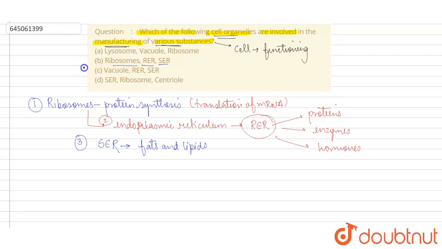manufacturing of various substances. Okay, when we talk about lysosome, it is basically a type of secretory vesicle which is formed. It is not associated with any kind of secretion, so this can't be the option. And vacuoles are for storage, so this can't be the correct option. So the only correct option is option B. I hope this answers your question, students.